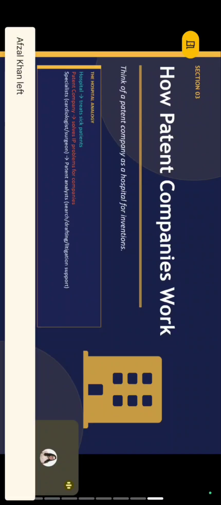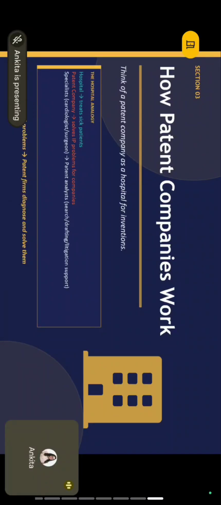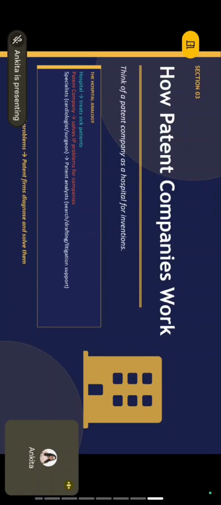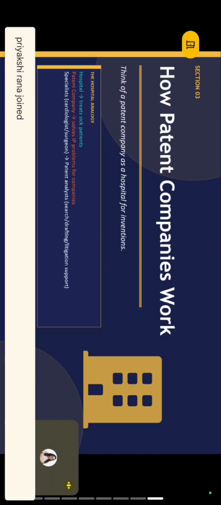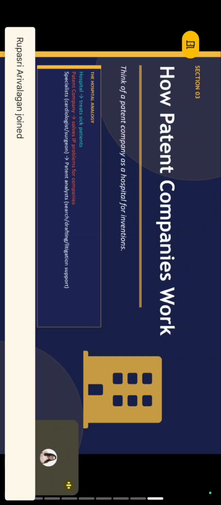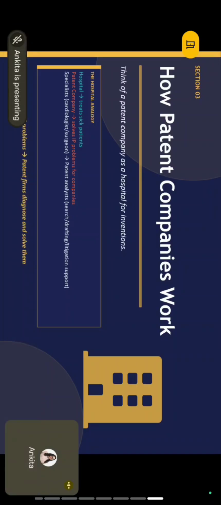So think of a patent company like a hospital. A hospital treats sick patients, and a patent company solves IP problems for businesses. Just like a hospital has different specialists like cardiologist, surgeon, radiologist, a patent company has different experts like search analyst, drafting specialist, litigation support team. So everyone is doing their work here. And just like you don't go to the hospital until you have a problem, businesses come to patent companies when they have an IP problem or an IP opportunity.